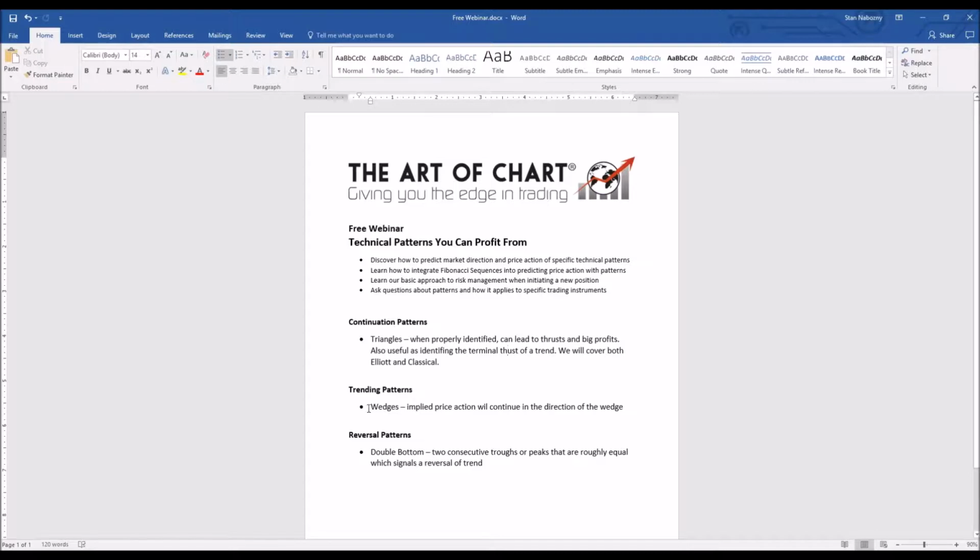Trending patterns, we're going to talk about wedges and the implied price action that comes from the direction of the wedge. And we will show you a little bit about predicting the ending of the wedge and what happens after it breaks. And also reversal patterns. We're going to focus today on double bottoms: 2 consecutive troughs or peaks, and they're usually about equal length. Sometimes the second is a slight penetration of the first, but we'll show you how to measure the reversal pattern and what sort of price action to expect from it.